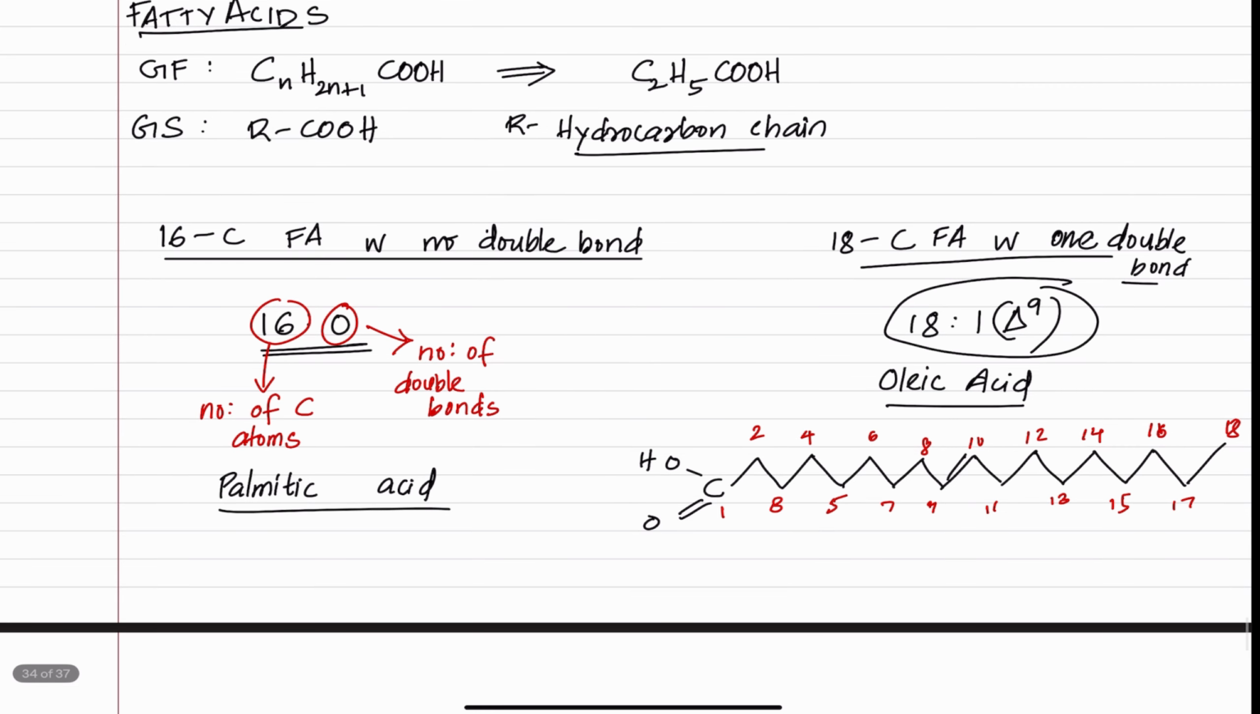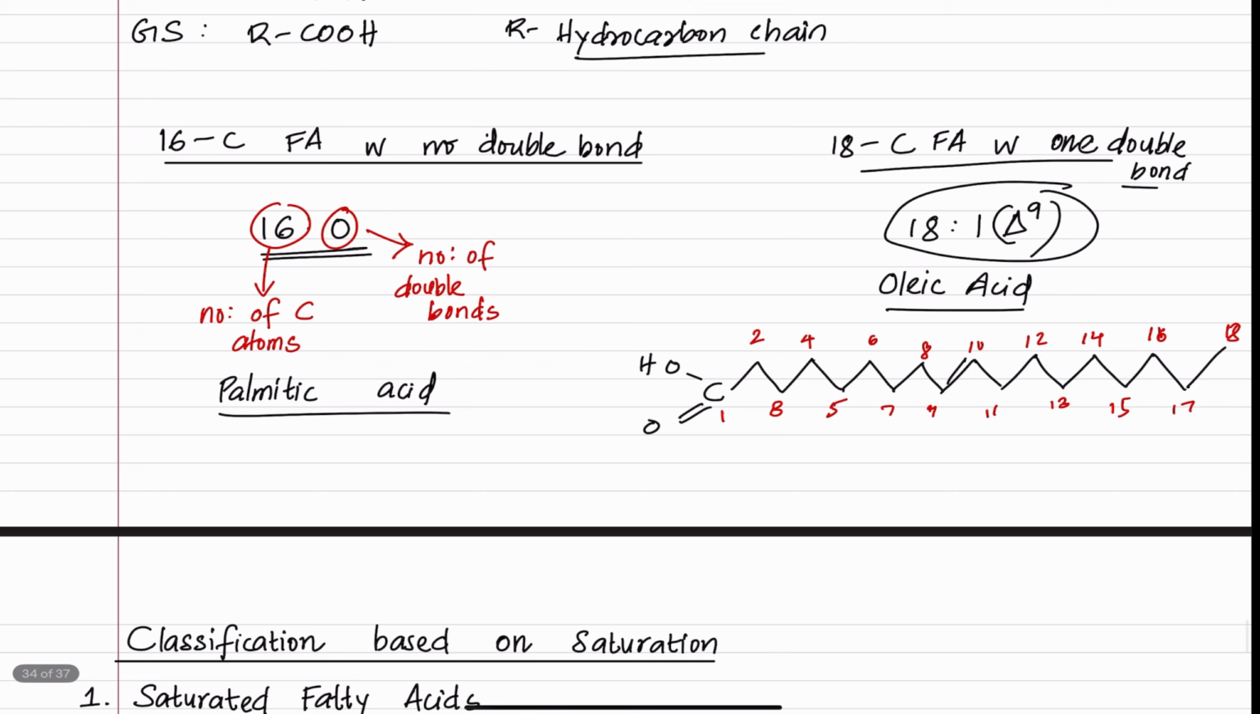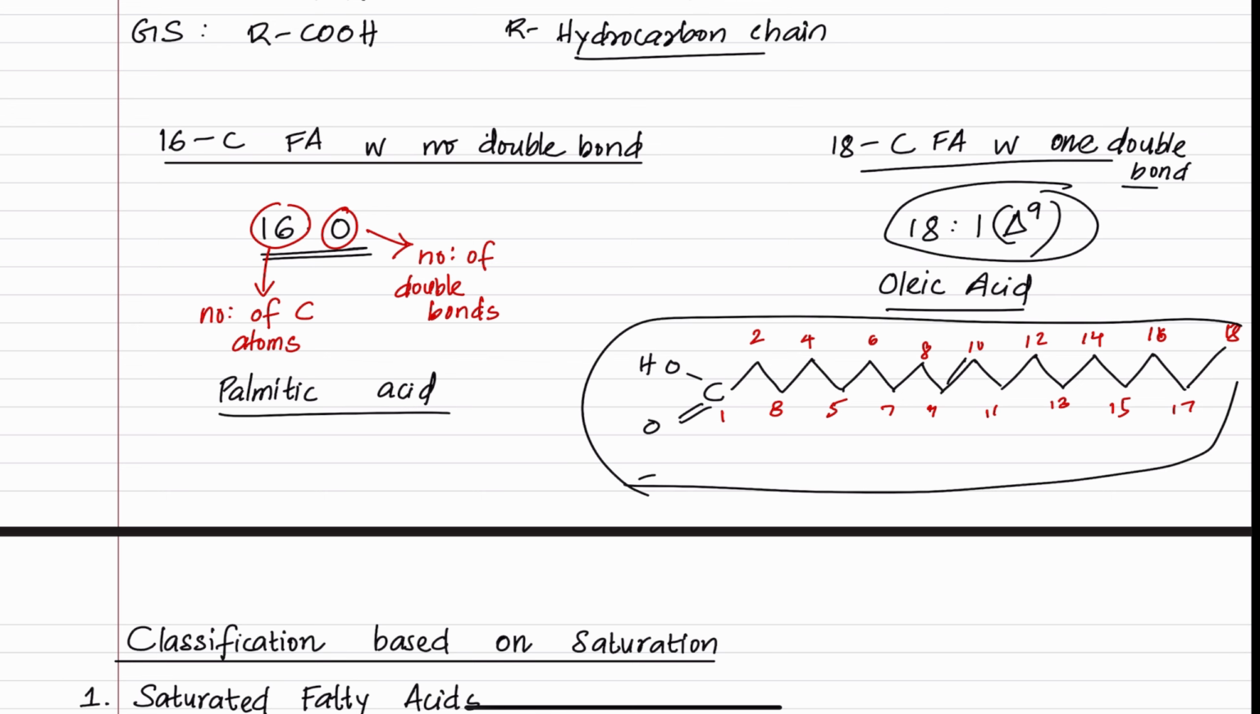Then we talked about representation of fatty acids. They can be represented using numbers. So for example, palmitic acid can be represented as 16:0, which means that it is a 16 carbon fatty acid with no double bonds. On the other hand, oleic acid can be represented as 18:1, which means that it is an 18 carbon fatty acid with one double bond. We also have to mention the position of the double bond, so it would be 18:1 delta 9, which means that there is a double bond between carbon 9 and carbon 10. This is the structure of oleic acid.